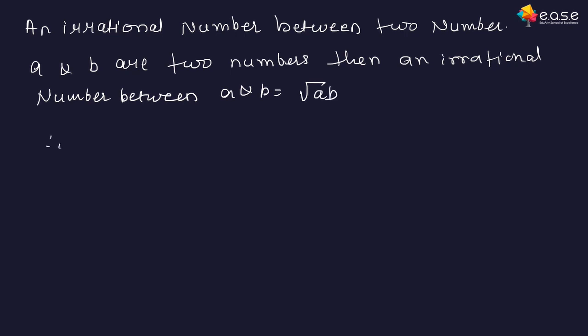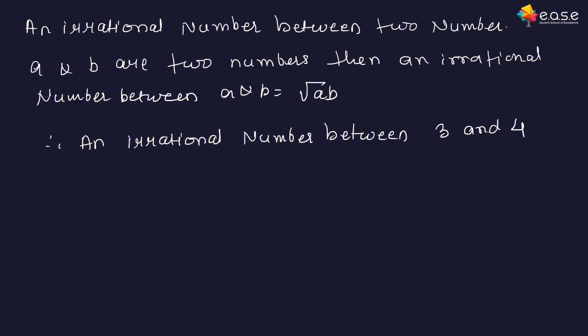So if you take 3 and 4, or let us make a question there: an irrational number between 3 and 4 is equal to root of 3 times 4, which is equal to root of 12. Now basically root of 12, or 3, see, 4 is a complete square. Correct?